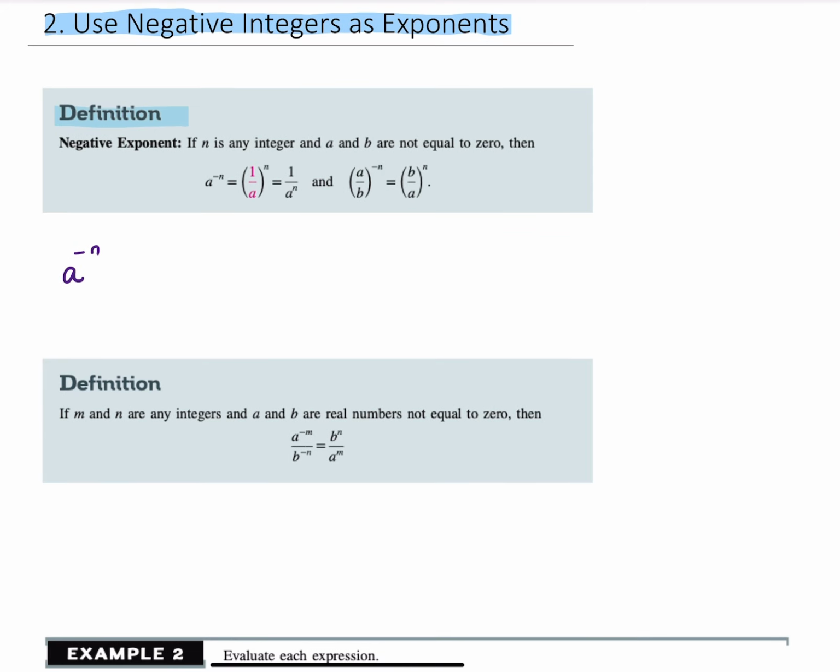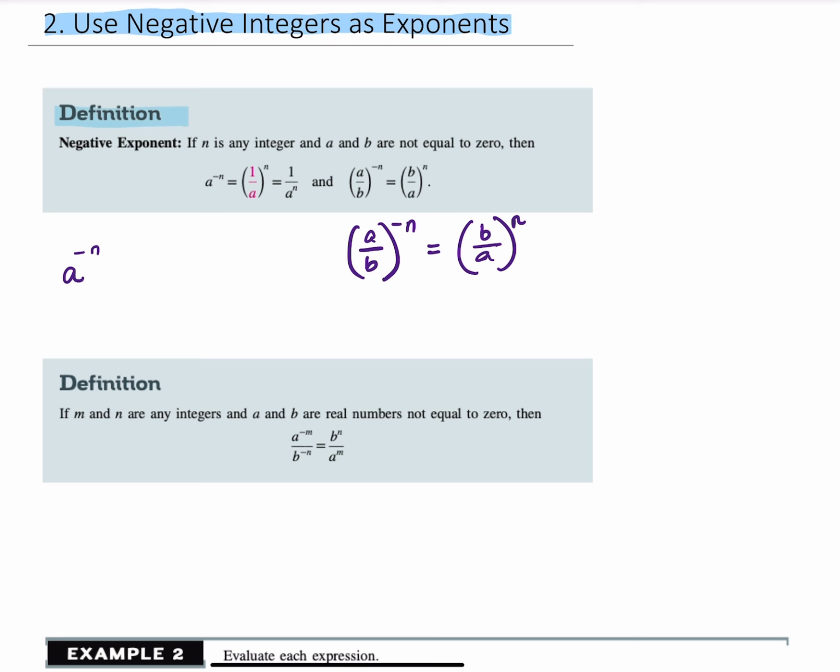Or no, let's stick to this first one, because this one's a little bit different. We have two different numbers here. Let's look at this second definition up here. And then we'll look at the first one again. So if we have a divided by b to some negative power, they're saying that this is equal to b divided by a to the positive version of the power. So the negative in an exponent flips a fraction, flips it upside down. Then you can express it with the positive exponent.